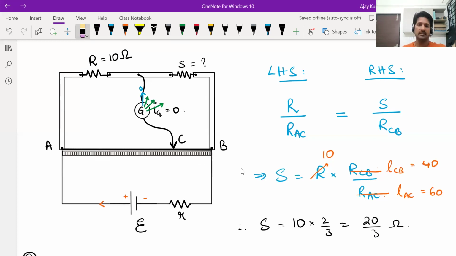It will deflect the other way because now current will be flowing in the reverse direction through that middle resistor. Okay, if you want, you can solve problems and check this, but you'll have to take the problem of an unbalanced Wheatstone bridge. That's a lengthy case.